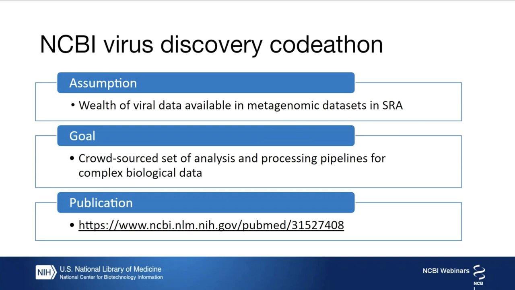The NCBI virus discovery Codeathon was started with the assumption that there's a lot of viral data available in metagenomic datasets. So we brought several teams together, and the goal was to build some analysis and processing pipelines for this data set. I won't be going into the details of the actual Codeathon or the results of it, but if you are interested to read about it, there's a publication link you can follow.